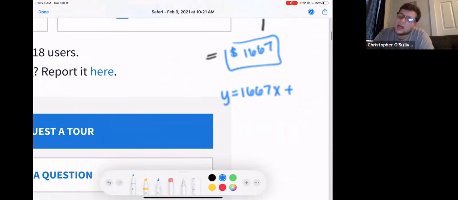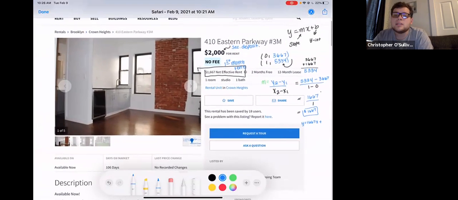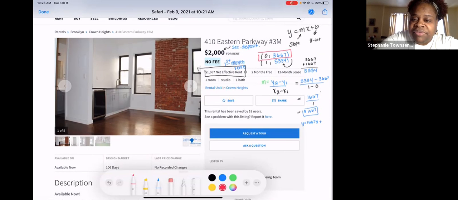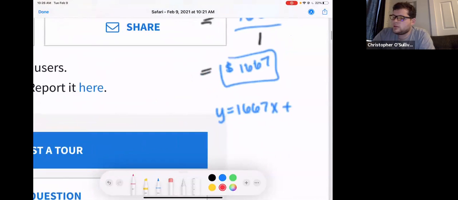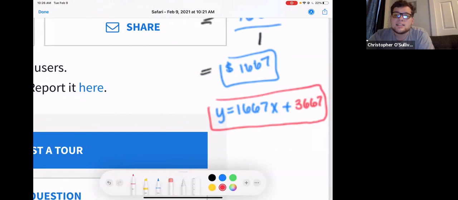So I can now write my equation as y equals 1,667x plus my y-intercept. And my y-intercept is what I'm paying at month 0. Ms. Townsend, what is it that I'm paying at month 0? $3,667. Good. So that's my equation. Y equals 1,667x plus 3,667. I don't think that's a bad deal at all.